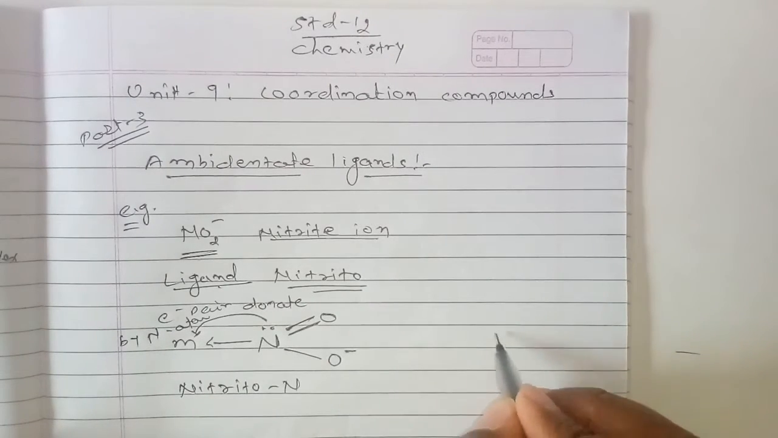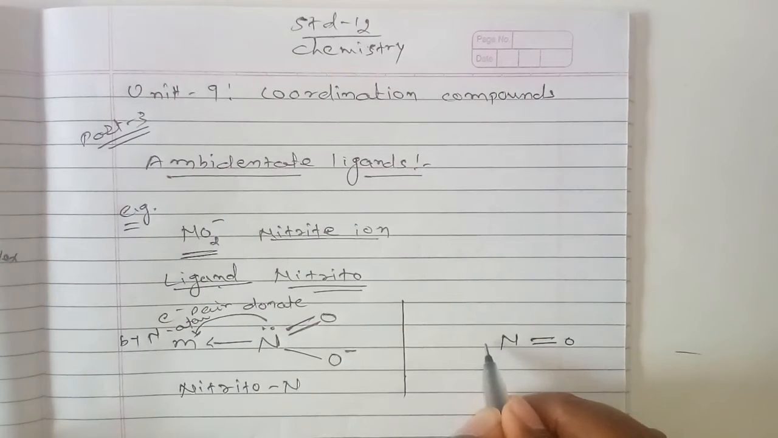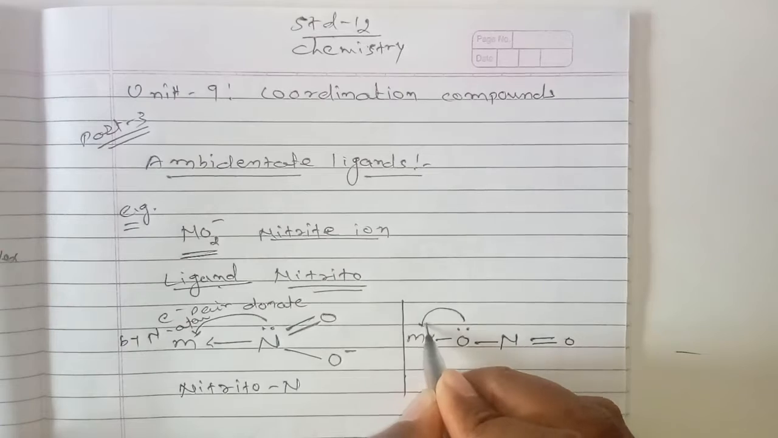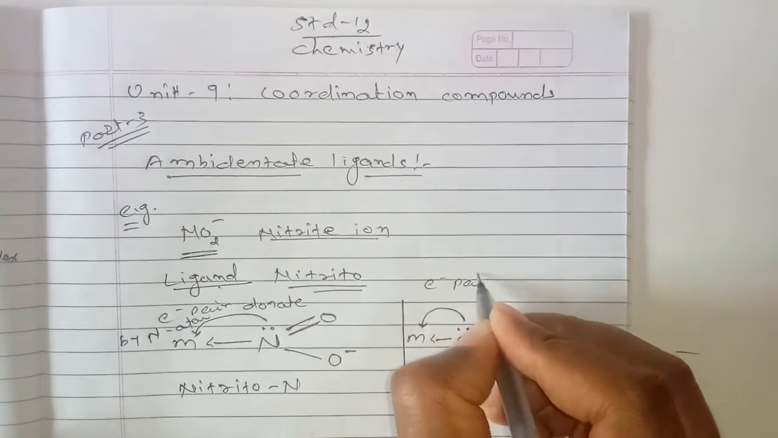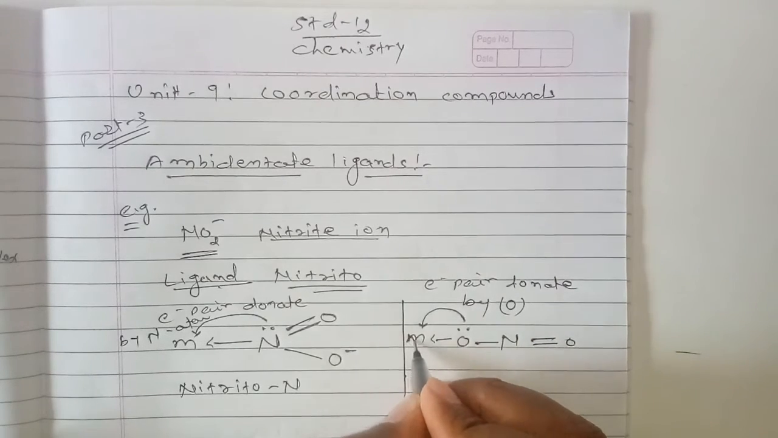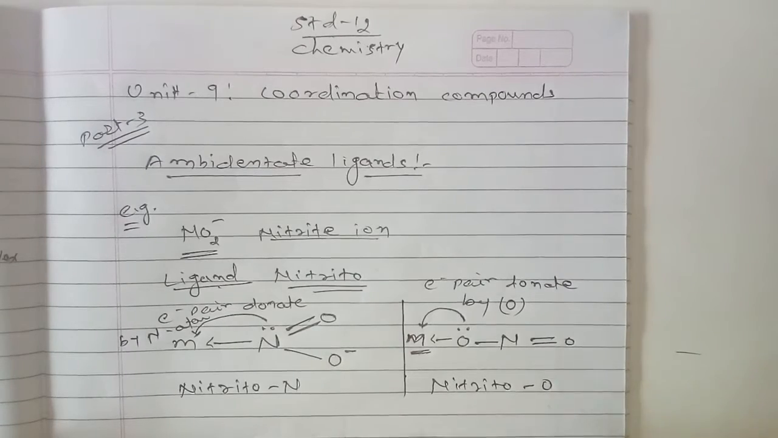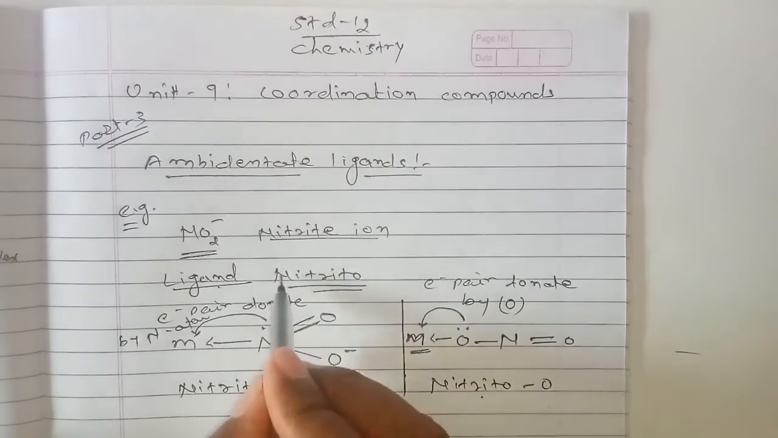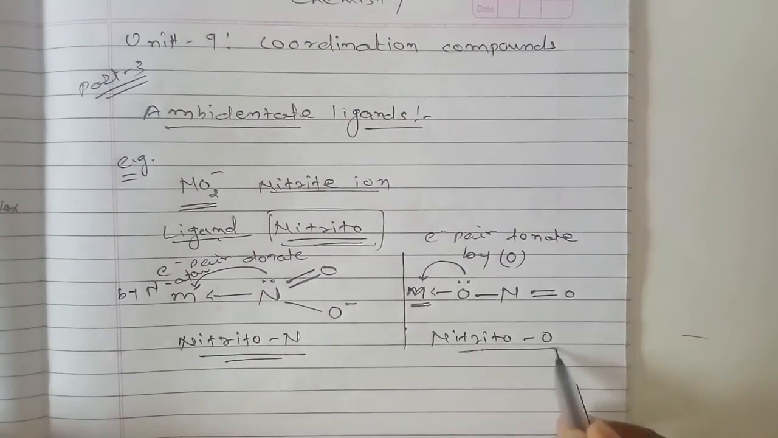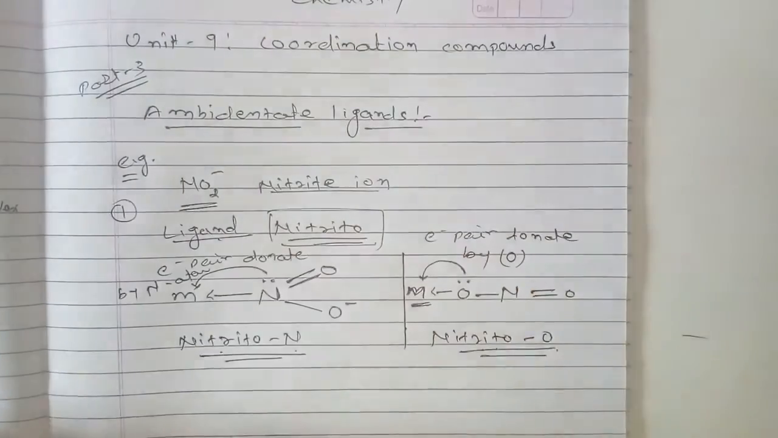While in another case, the electron pair is donated by the oxygen atom to the metal atom or central atom, so it is named nitrito O. So in this case the ligand has two different names, nitrito N and second, nitrito O. This is the first example.